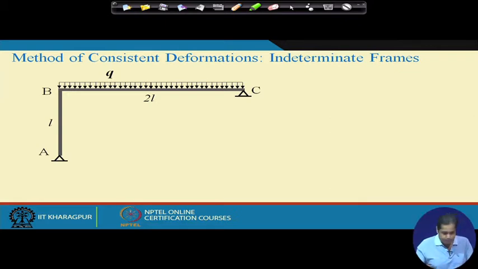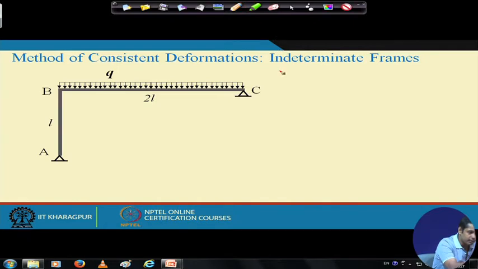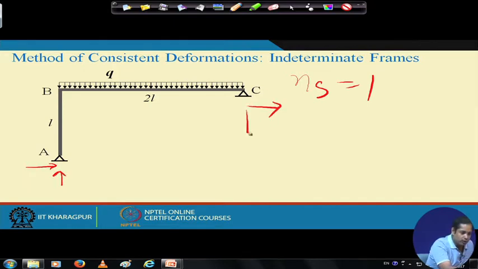Now, you see this is an indeterminate frame. If you remember, the first step of the method of consistent deformation is to find out the static indeterminacy. Just by looking at this frame, you can say that the static indeterminacy NS is equal to 1. Now, the second step: we have one horizontal reaction and one vertical at one support, and one horizontal and one vertical at the other. So, total 4 reactions, 3 equations, so NS is equal to 1, external indeterminacy.